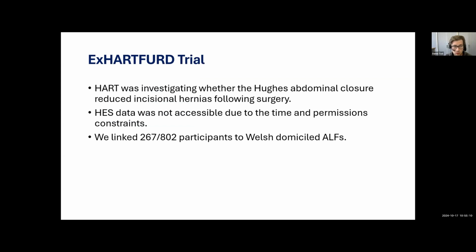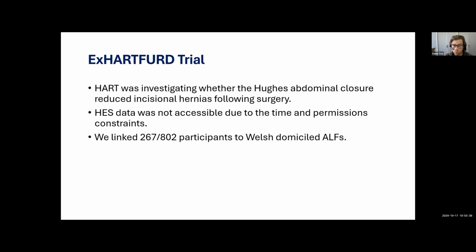Now, I'll briefly just talk about the X-Heart third trial, which stands for extending the HEART follow-up using routine data. So the HEART trial was set up about a decade ago, and originally looked at a primary outcome of around 12 months, where the Hughes abdominal closure reduced hernias following surgery. And then routine data was used to extend this to around 5 years after the index operation.